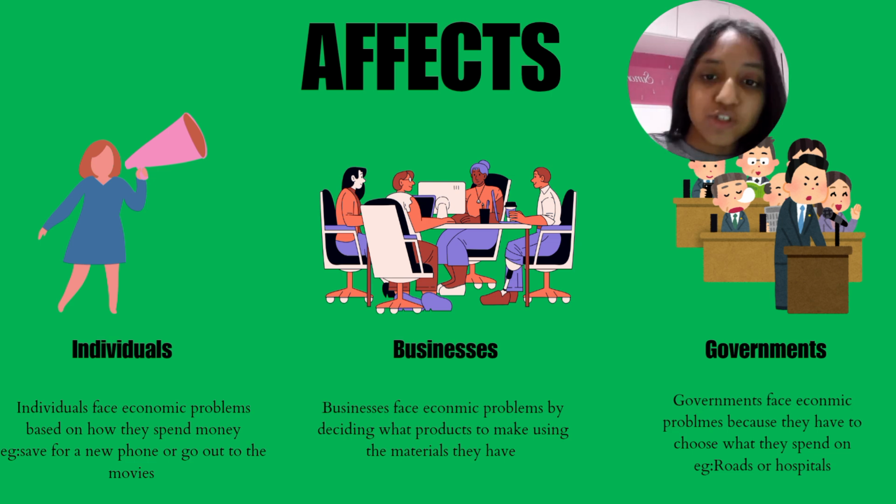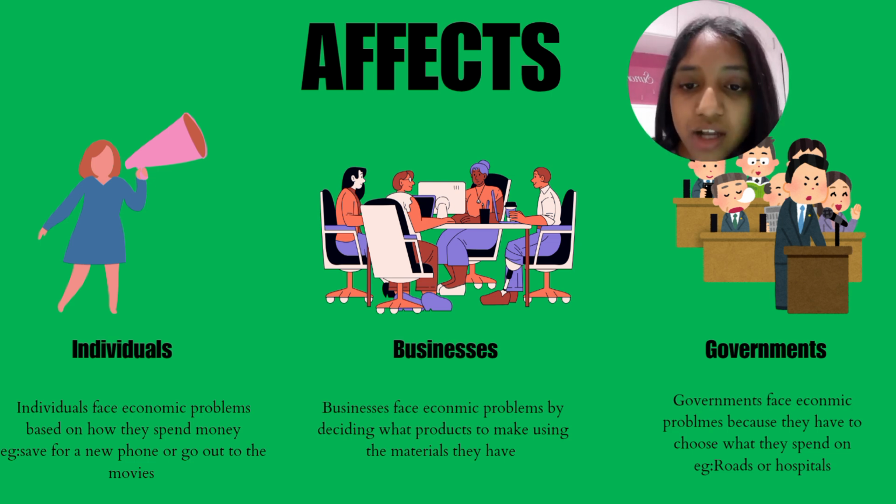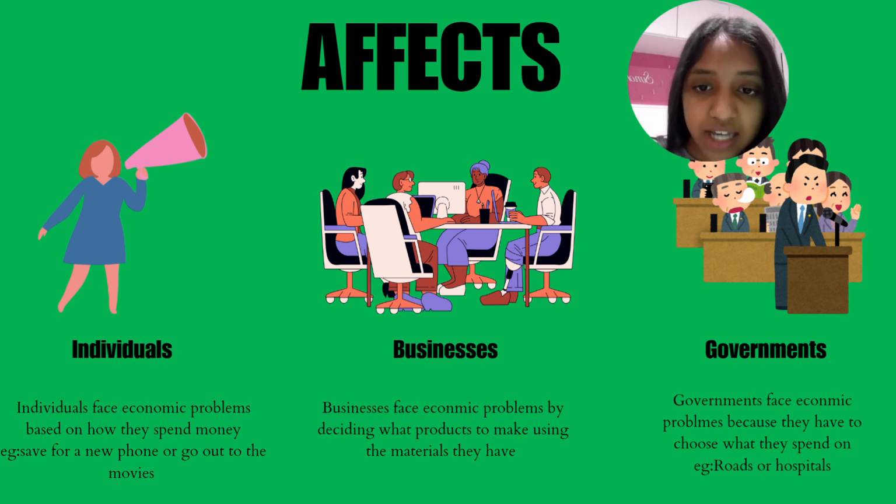Okay, let's look at individuals. It says individuals face economic problems based on how they spend their money, save for a new phone or go to the movies. Just like Sammy, right? Sammy is an individual and she only had 100 rand and she had to choose between a bag and a shirt. It's the exact same situation and this is how it affects individuals.